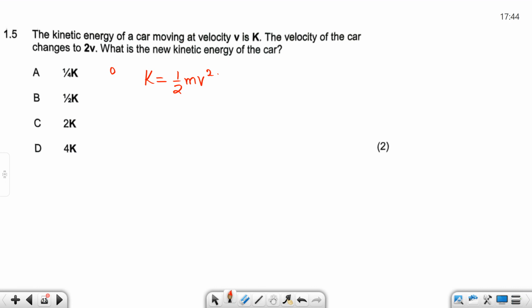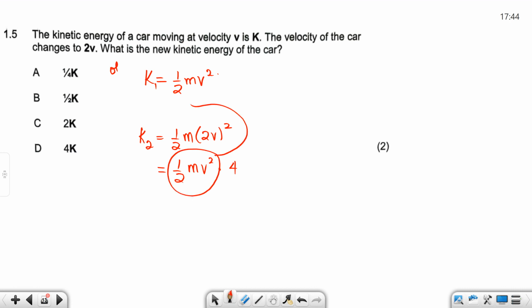I want you to check something here. This is the old one. So can I say K1? All right. Now, what is K2? Half m. What is now my velocity? 2v. Please don't cancel. Once you cancel, you're going to lose the whole thing. This is times 4. 2 squared is 4. But what is this? It's that. K times 4. 4K. D.